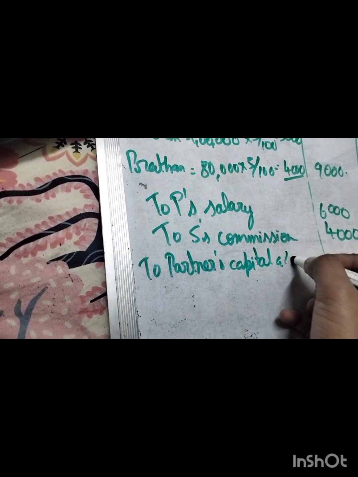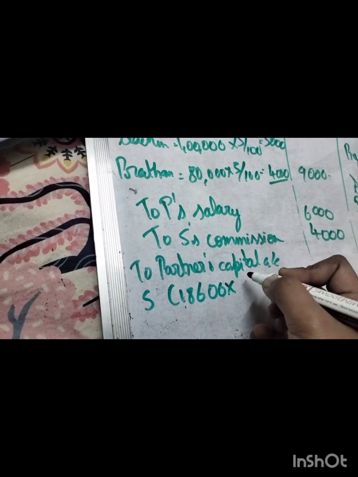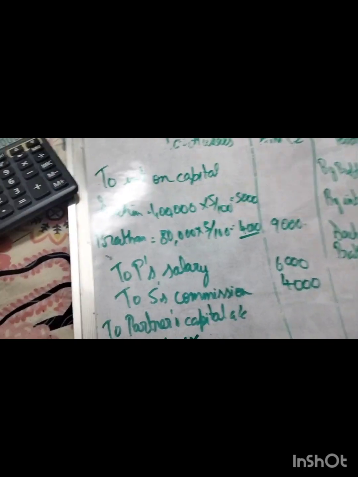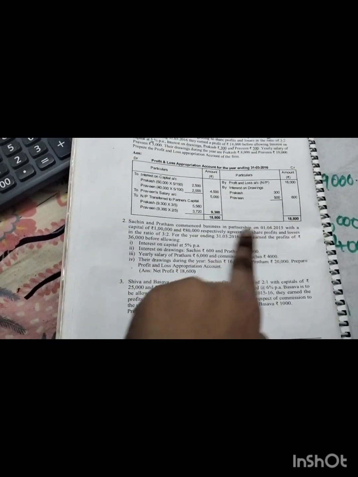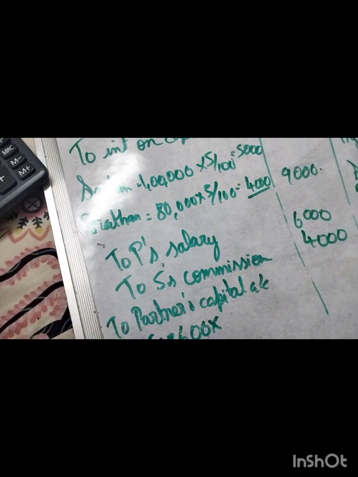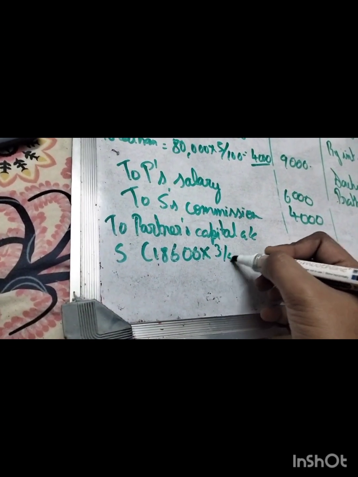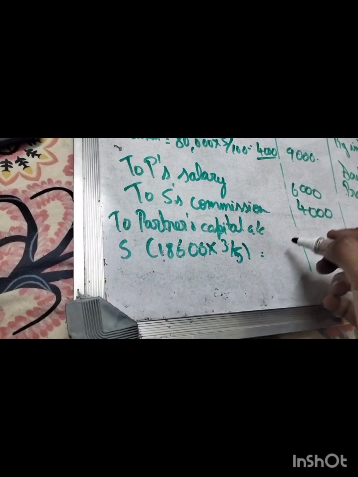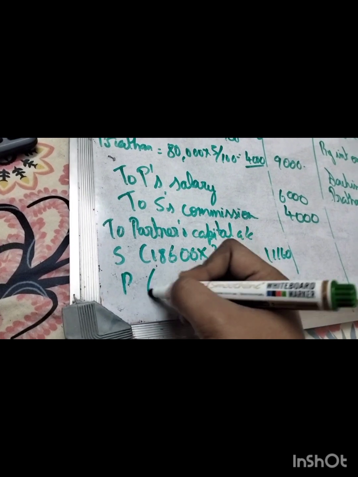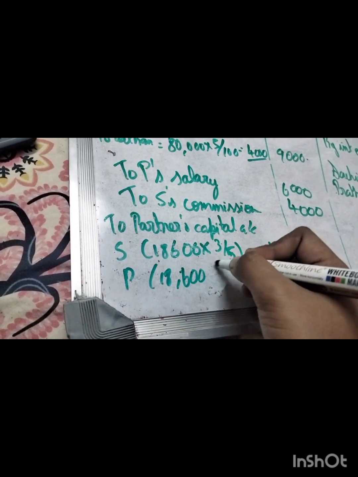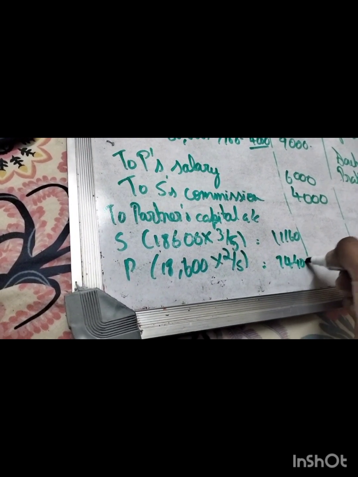Two partners' capital accounts. Sachin, you take 18,600 into 3 by 5, because the ratio they have given is 3:2 to share profits and loss, and 3 plus 2 is 5. That's going to be 11,160. And Pratham, 18,600 into 2 by 5, that's going to be 7,440.